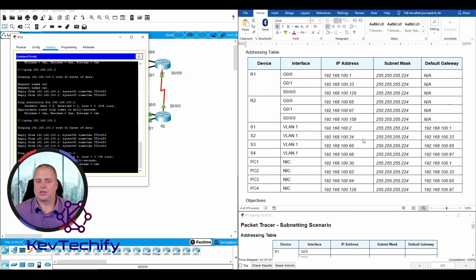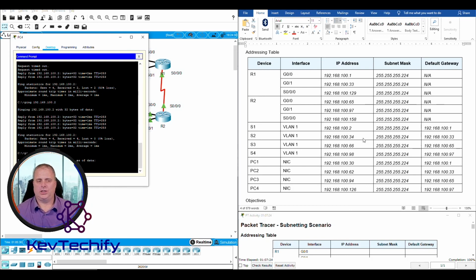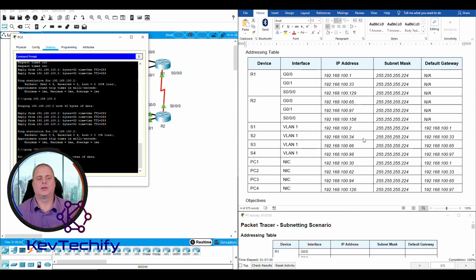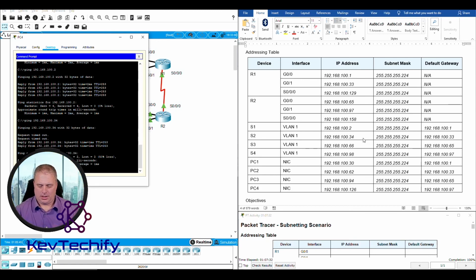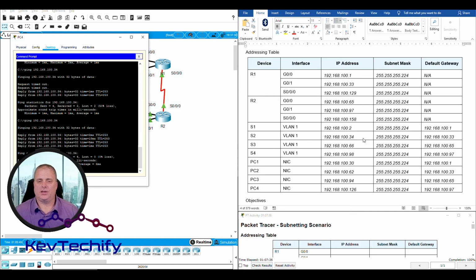Now we'll ping switch 2 VLAN 1. Ping 192.168.100.34. Gonna have to do some ARP. I don't know how much. We are waiting. Still. There we go. Up arrow again just to test it. Make sure all 4 successfully work so we can ping switch 2.